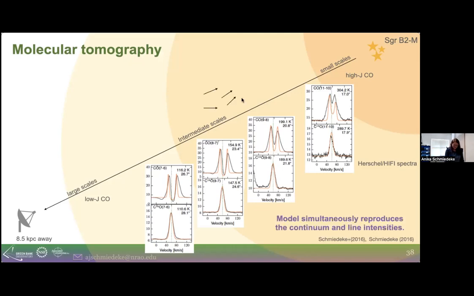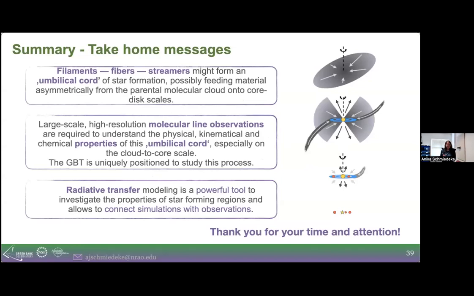And with that, yes, we are coming to the summary. So the filaments, fibers, streamers, there are many terms out there for them. And I think the community is working their way through putting them all in perspective or agreeing upon one term, maybe, hopefully, but probably not. This might form then something like an umbilical cord of star formation, if you want to have this picture in mind, that possibly feeds material asymmetrically from the parental molecular cloud onto the core and disk scales.